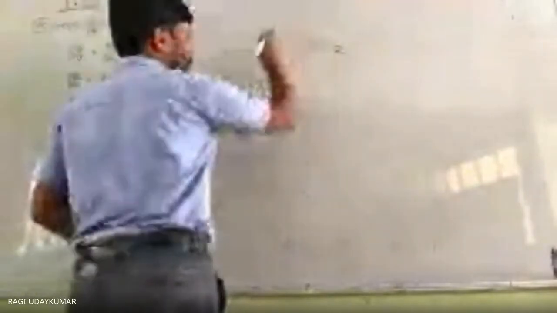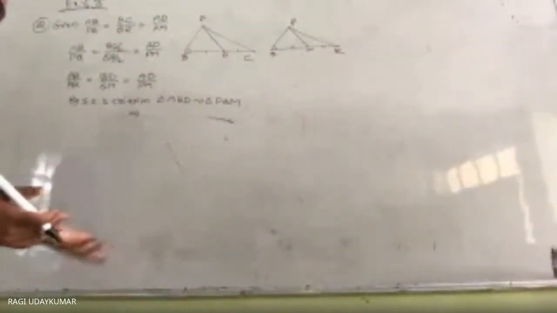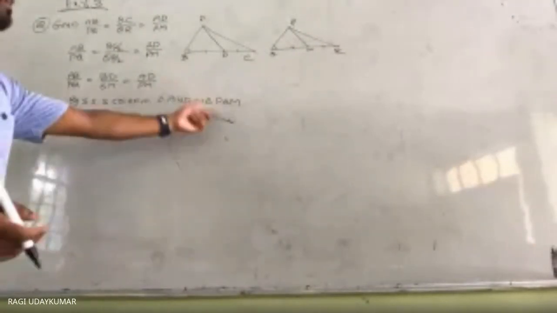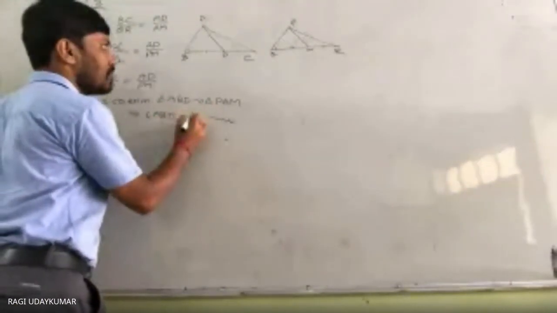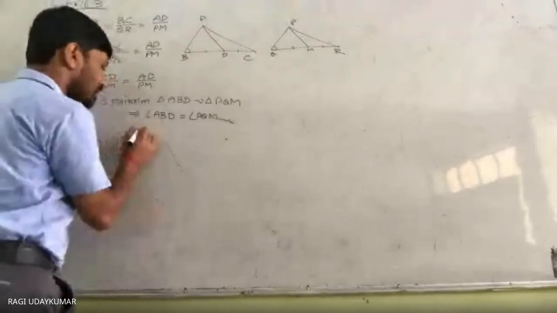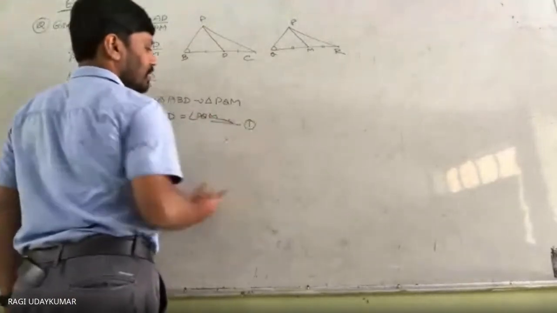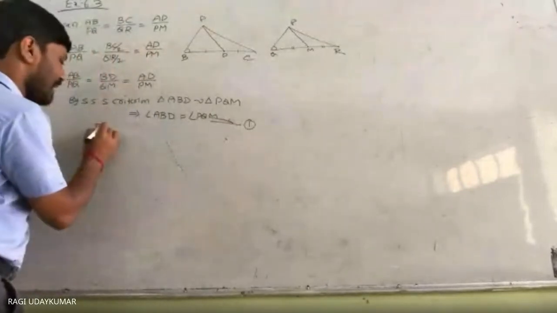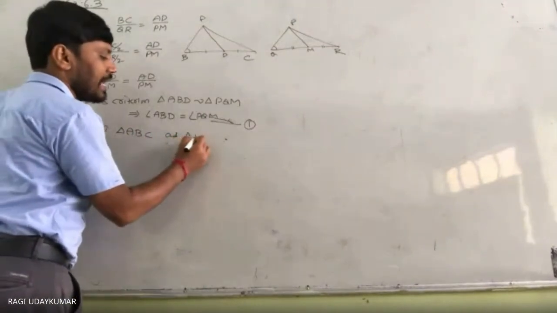Triangles ABD and PQM are similar. Therefore, by corresponding parts, corresponding angles are equal when the two triangles are similar. So you can say that angle ABD is equal to angle PQM, and you can consider this as 1. Now let us take the triangles whatever it is asking, triangle ABC and triangle PQR.